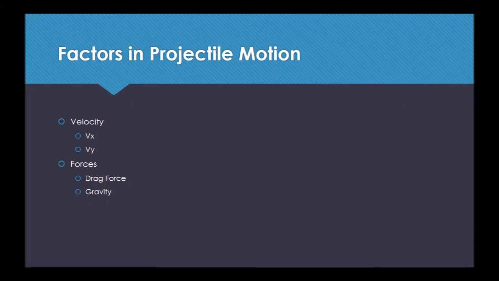There are several factors we will discuss today concerning projectile motion. We will begin by discussing velocity, and we will then move on to forces. We will discuss two types of velocity, velocity in the x direction and velocity in the y direction, and how those compare and relate to projectile motion. We will also discuss gravity and drag force, two types of forces found in our analysis.